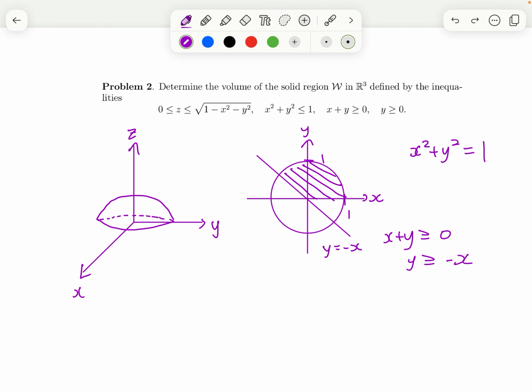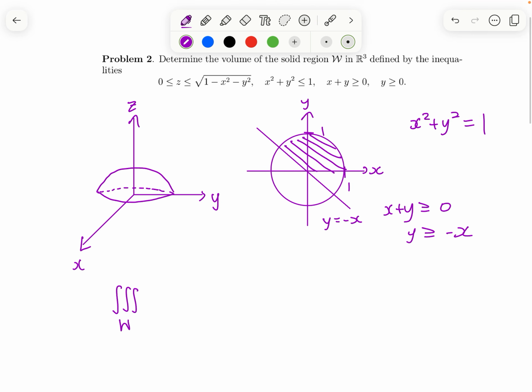The next step is to actually integrate and write our integral. First of all, we can notate our integral. Remember that the solid region is called W, so thus we have the integral over W of dV.